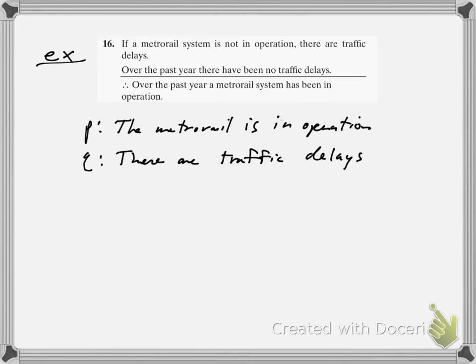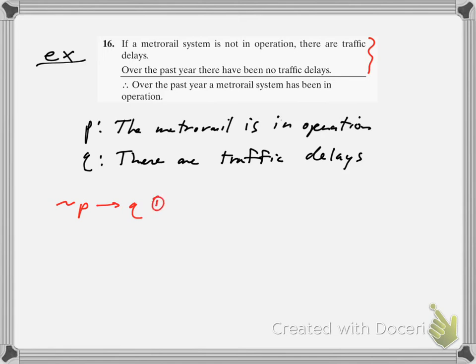Now we're going to form our statements, okay? Our premises here are in red. So if I go over here in red and express my premises, if a metro rail system is not in operation, okay, that is not P, then, there's no then written there, but since it's an if at the beginning, we know it's an if then, even though the then is not needed in English, then there are traffic delays. That'd be not P implies Q. Okay, so that's premise number one.